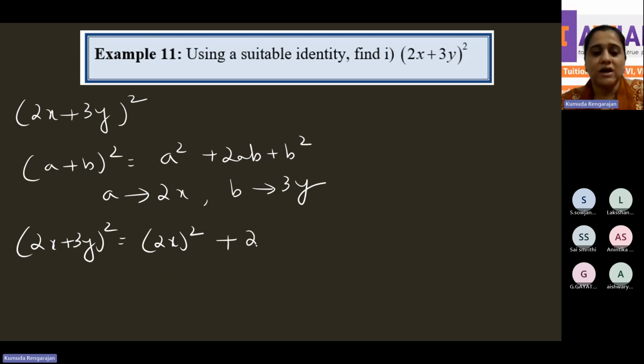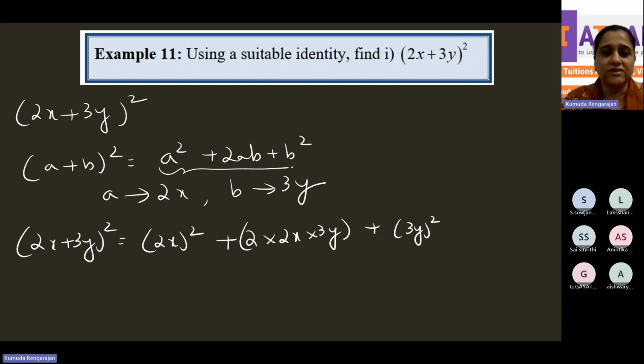plus 2ab, 2 into 2x into 3y, plus b square, (3y) the whole square. That is in the identity. In this identity, instead of a, you must use 2x. And instead of b, you must use 3y. This is the answer. The question looks like this. So this is the answer. A squared plus 2ab plus b squared is the answer.